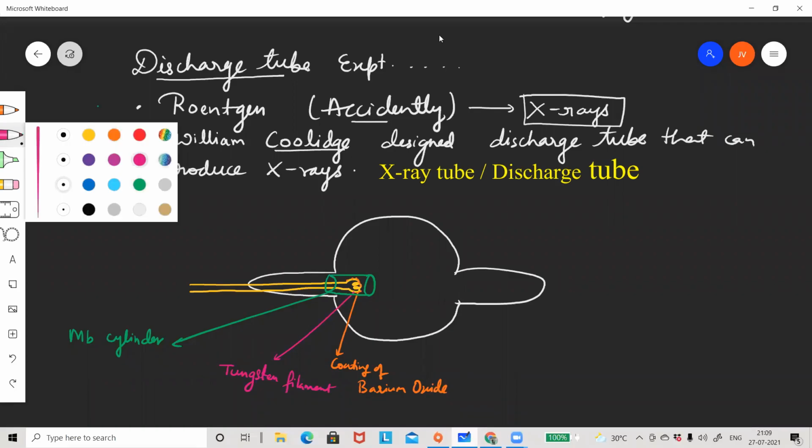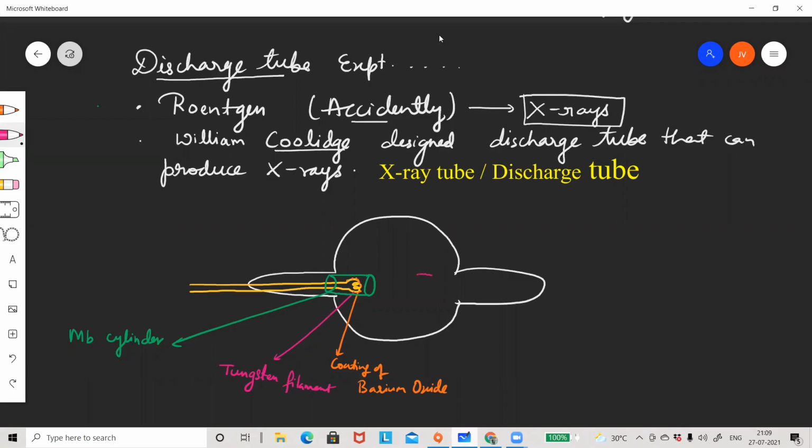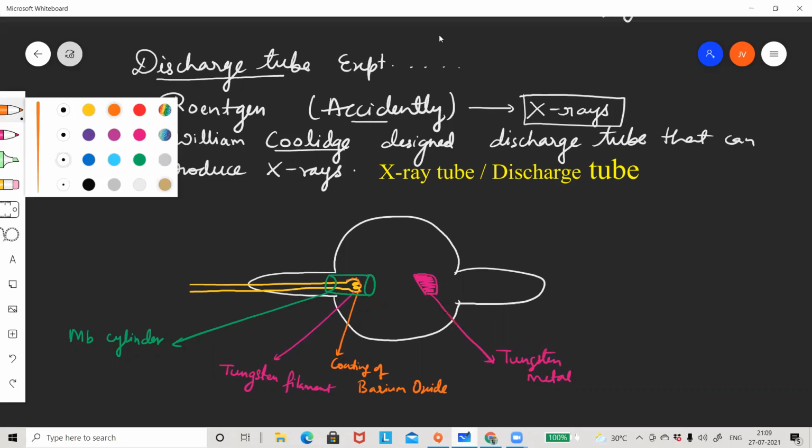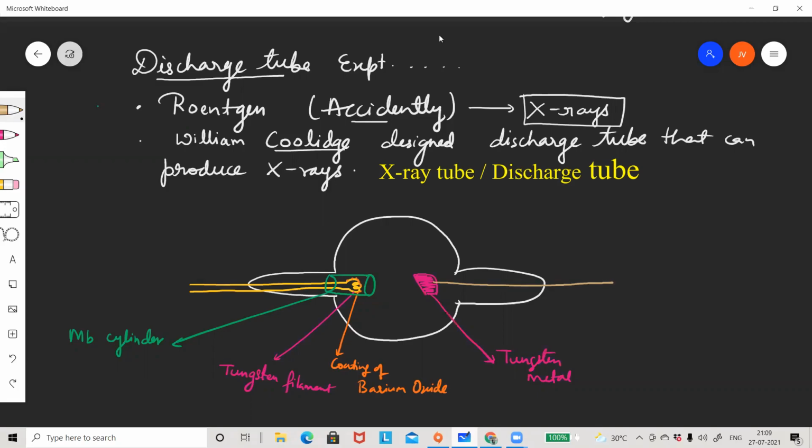From the other end, a tungsten metal which will be in the form of something like this, so that a 40-degree angle of hitting is allowed. Like this, a tungsten metal. Why tungsten metal? Very simple. It can withstand temperature, because during the heating process a lot of heat energy is produced.